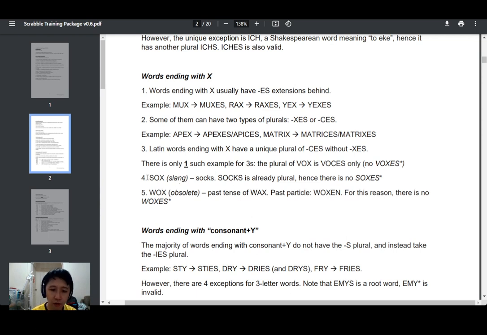Then number 4, sox has been flagged out as a special word because it's a slang. It just means socks. So sox is already plural, so there will be no soxes. Then number 5, wax. Wax is already an obsolete word, which used to be a past tense of wax. So like if you waxed something, you have waxed it. So the past participle of it is wax. And for this reason, there is no waxes, because remember, this is a past tense. So even back in those days, past tense do not take s. I hope this part makes sense.